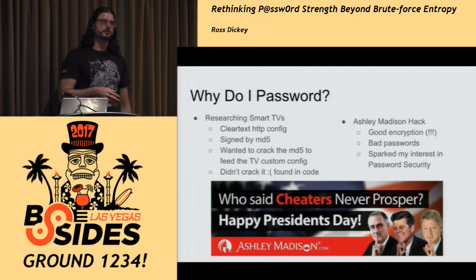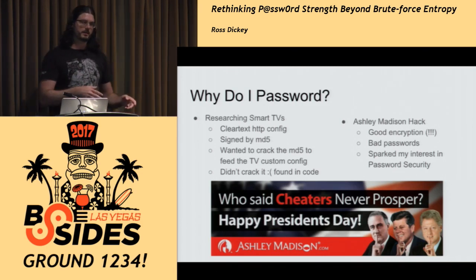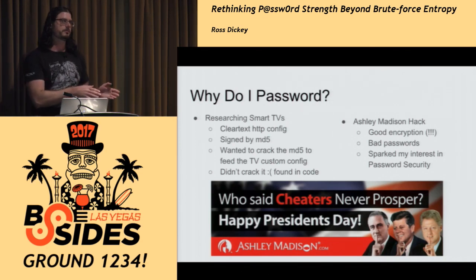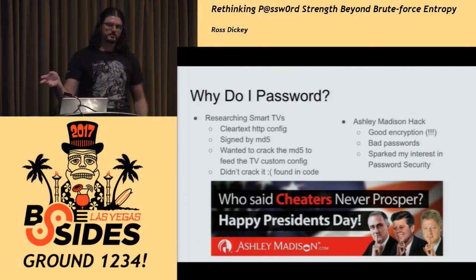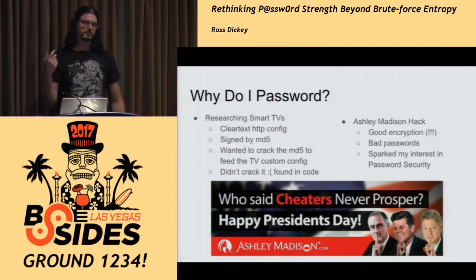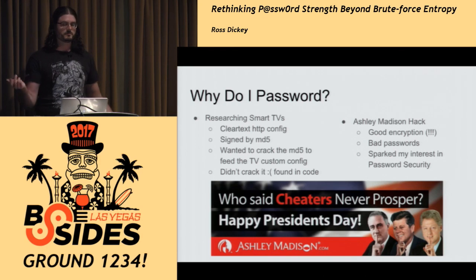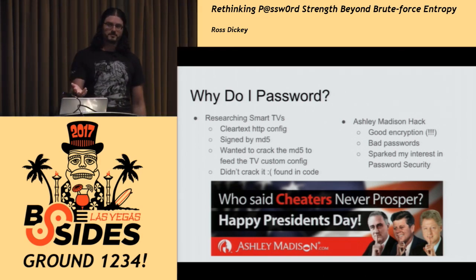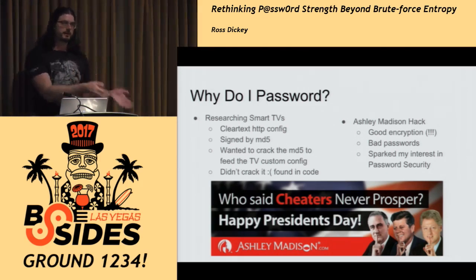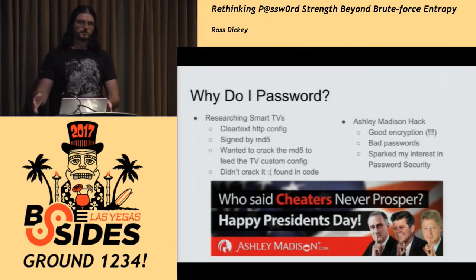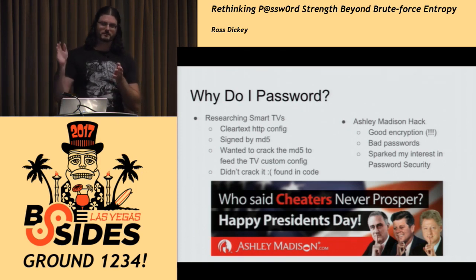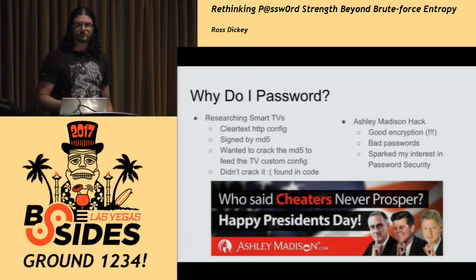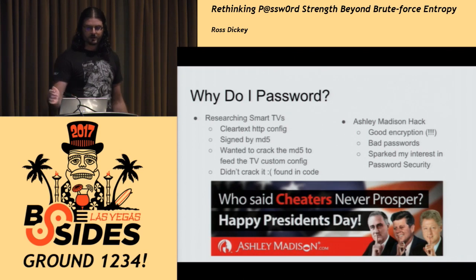Well, at a previous security company, we were working on a research project where we man-in-the-middled a smart TV for its communications back to their servers, and we found this config file that was obviously signed by like an MD5 or something, so we wanted to crack that. Tried to, didn't, found it in the code anyway, so it was fine. But that was concurrent with the Ashley Madison hack, so I had this perfectly good password cracking server and a bunch of perfectly good bcrypt hashes that I could throw a bunch of word lists at and play around with password hacking, or cracking.